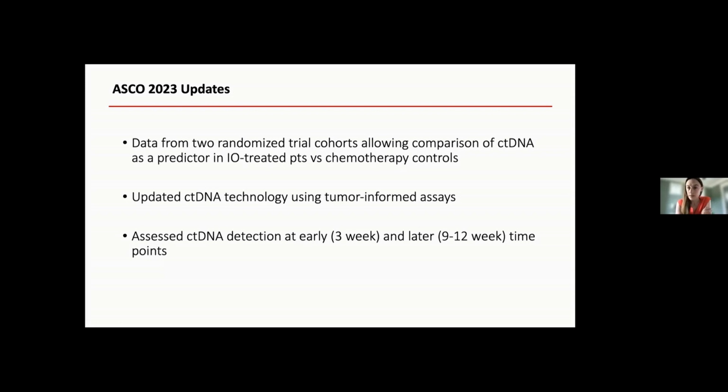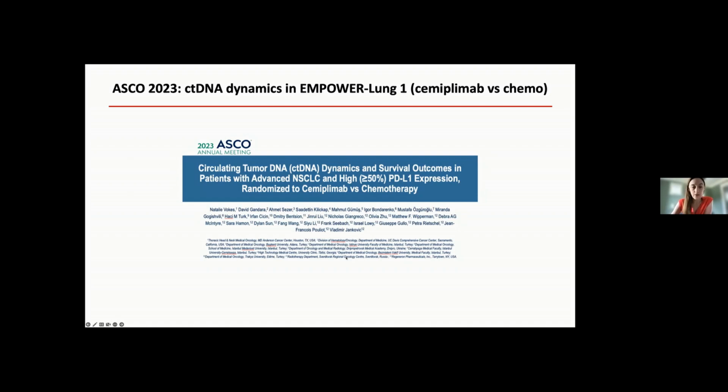Most of the prior studies used off-the-shelf panels, which have a little bit less sensitivity. And then these studies also looked at ctDNA at multiple time points to give you a sense of those dynamics. So the first study is a collaboration between myself and Regeneron using the Empower Lung 1 data set. This was a clinical trial that compared cemiplimab versus chemotherapy in PD-L1 high patients.